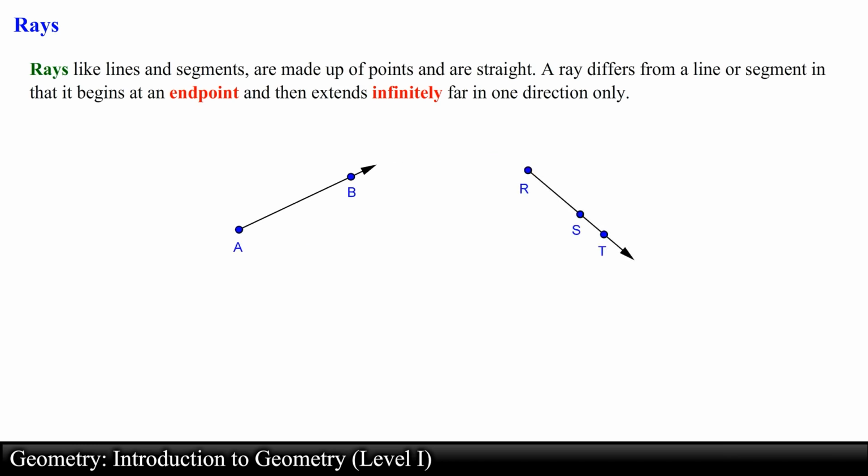Now when it comes to denoting them, we actually need to be careful and make sure we start denoting a ray by naming its endpoint first. This way it becomes clear where the ray begins. So the ray in the left is denoted as ray AB.